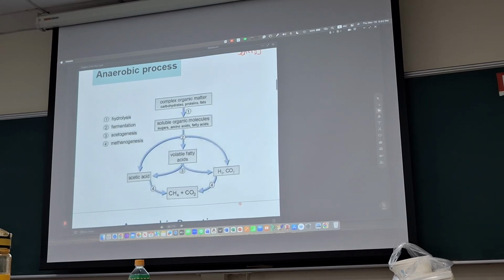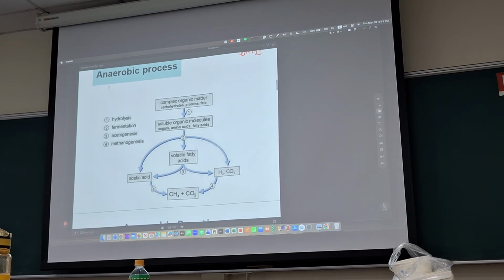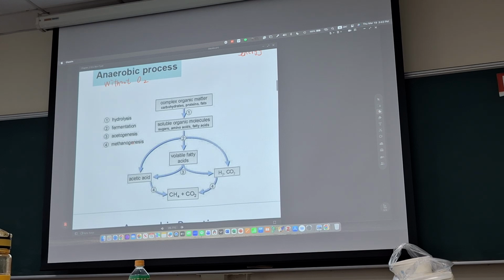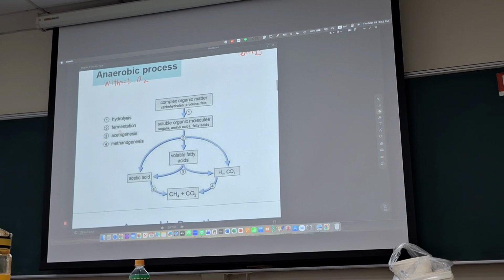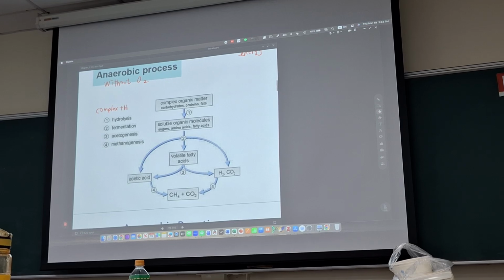Okay? And anaerobic process means without oxygen. It involves four processes, four stages. First one is called hydrolysis. It means a complex molecule encounters water and becomes simple molecules. So hydrolysis means decomposition with water.